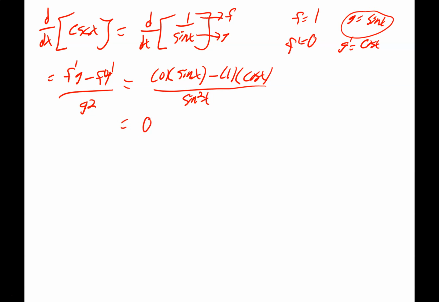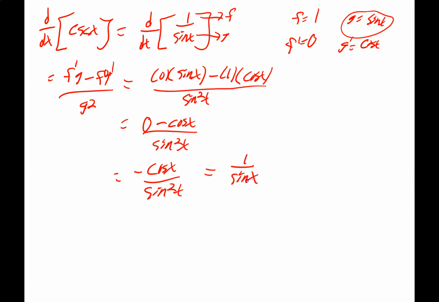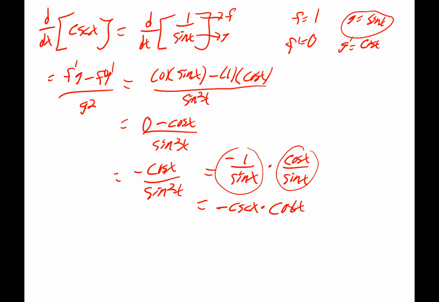So I get 0 times cosine, which is 0. Negative 1 times cosine is negative cosine, all over sine squared, which is negative cosine over sine squared. And I'm going to do a little separation like we did last time. So I'm going to go, this is the same as taking 1 over sine, negative 1 over sine. You can put the negative with either component, it doesn't matter. And then cosine over sine, which gives us the reciprocal of the negative sine here, which is the negative cosecant, and then cosine over sine is cotangent. Therefore, the derivative of cosecant x is negative cosecant times cotangent.